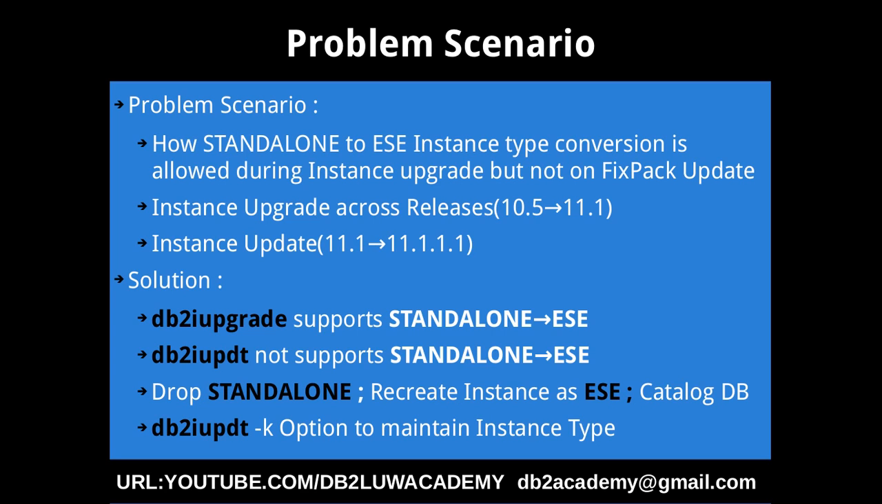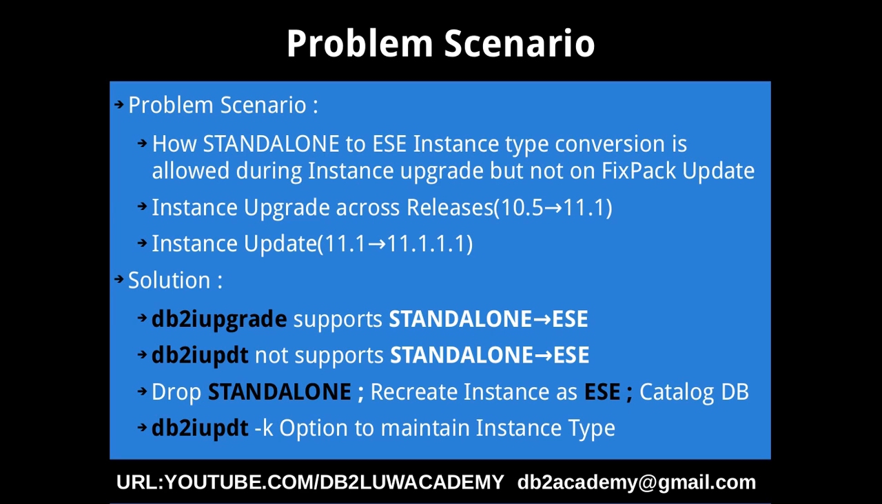So how do you do instance upgrade? You use the command db2iupgrade, and the db2iupgrade command supports the standalone to ESE instance type conversion as part of the instance upgrade process itself. Whereas the db2iupdate command does not support standalone to ESE instance type conversion.